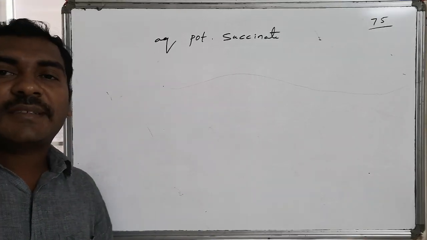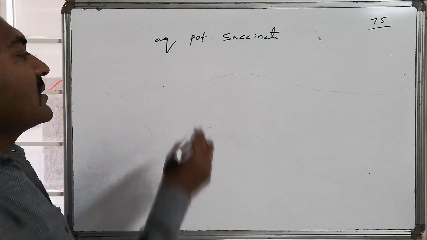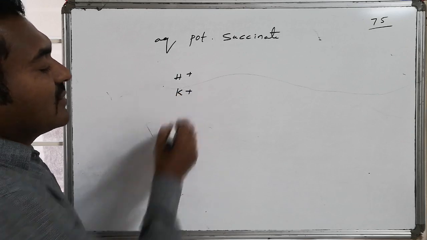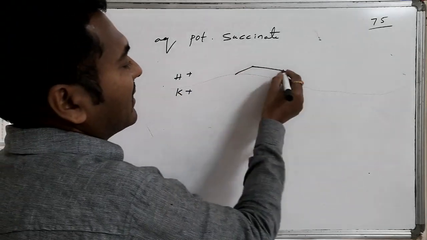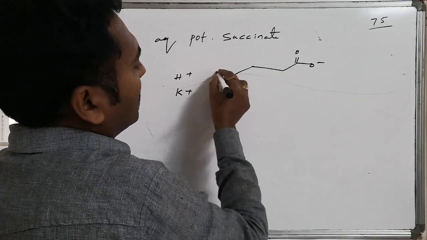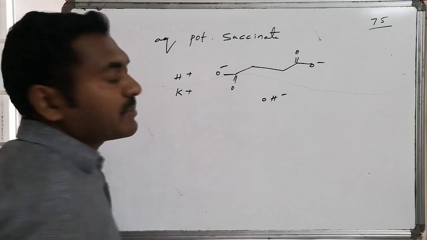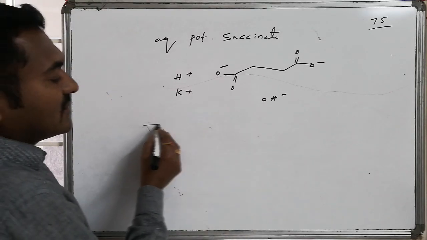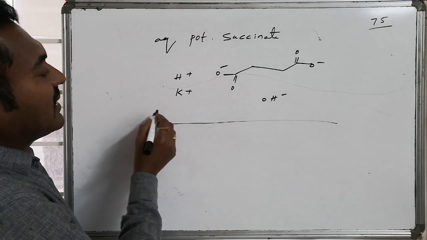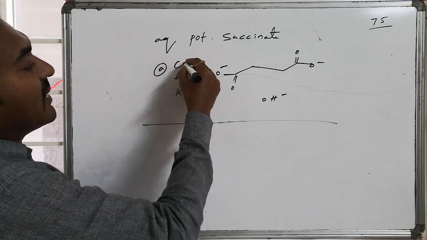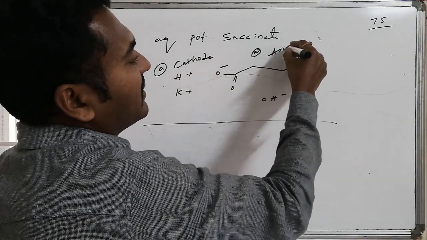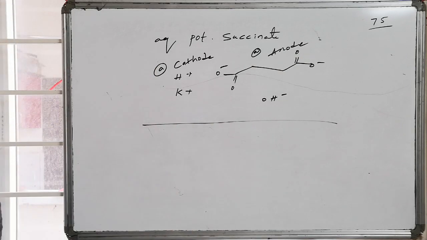The given solution is an aqueous solution of potassium succinate. It consists of cations H plus and K plus, as well as anions, succinate anion followed by OH minus. These are the ions present in competition. Cations undergo reduction, which takes place at the cathode. So at the cathode, these two are competitors, and at the anode, these two are competitors to undergo oxidation.